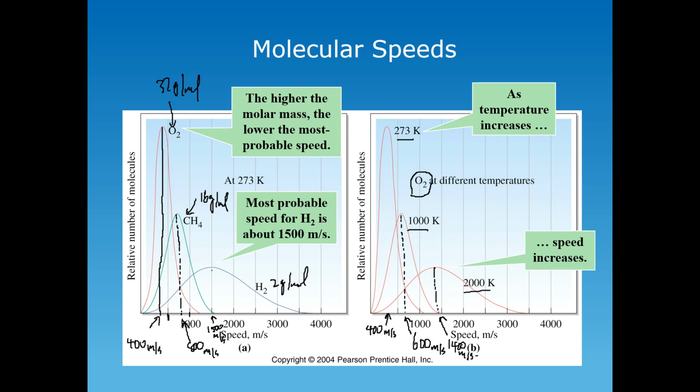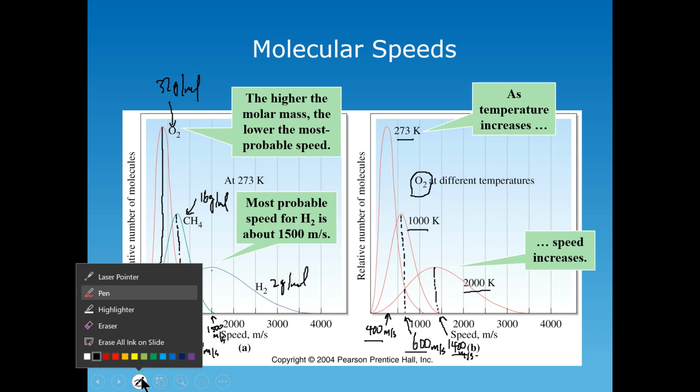All right. So in this particular case, what do we notice? As the temperature increases from 273 to 1,000 to 2,000, the root mean squared speed, which is a proxy for the average speed, is increasing from 400 to 600 to 1,400 meters per second. So that shows you graphically the relationship between the temperature of the gas and the root mean squared speed, which is to be expected. As the temperature increases, you'd expect the average speed to increase as well.